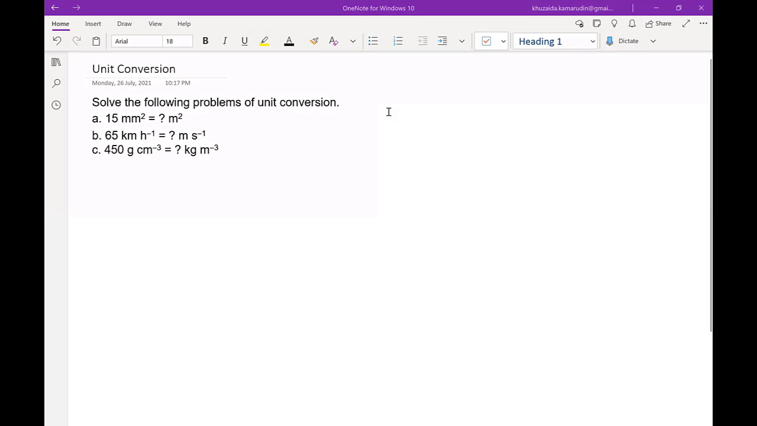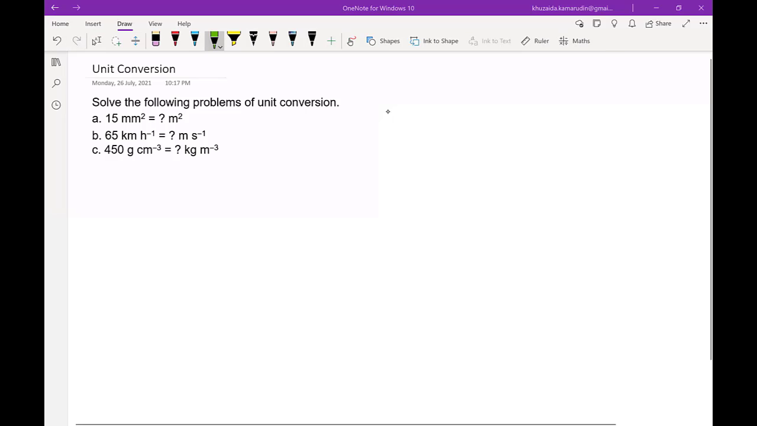So before we can do the unit conversion, make sure you memorize the prefix. The prefix, like millimeter, centimeter, kilometer. Make sure you memorize. We have tera, giga, mega, kilo, deci, centi, milli, micro, nano, pico. So we start with tera, which is times 10 to power of 12. And the last one over here is times 10 to power of negative 12.